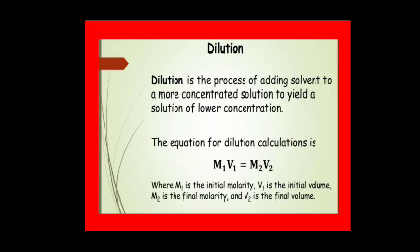Dilution is the process of adding solvent to a more concentrated solution to yield a solution of lower concentration. The equation for dilution calculation is M1V1 is equal to M2V2, where M1 is the initial molarity, V1 is the initial volume, M2 is the final molarity of solution, and V2 is the final volume of solution. This one is the dilution law.